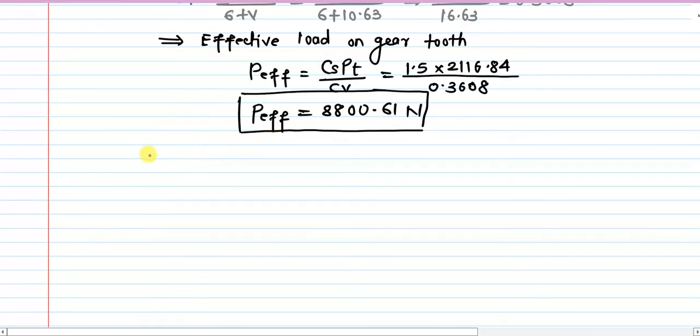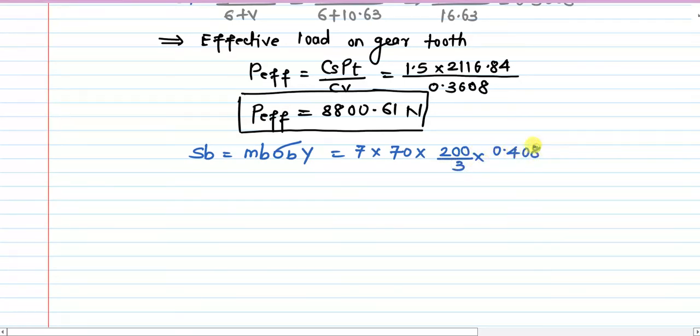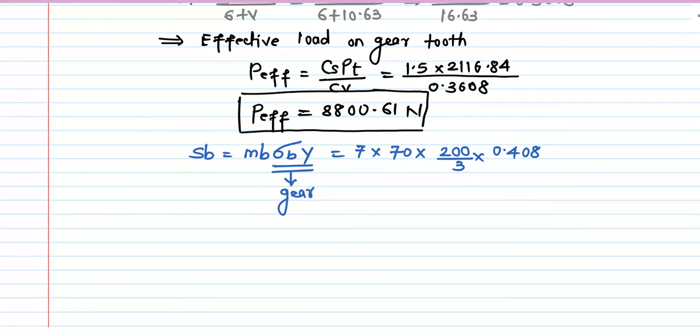So ultimately now we can calculate the beam strength SB, which is equal to m B sigma B into Y. Module is available to us, 7. B is 10 times module, which is 70. Sigma B is once again 200 by 3, and capital Y is 0.408. Remember, once again, let me remind you, this product we have taken for gear because gear is the weaker element, so we have to design by taking it into account.